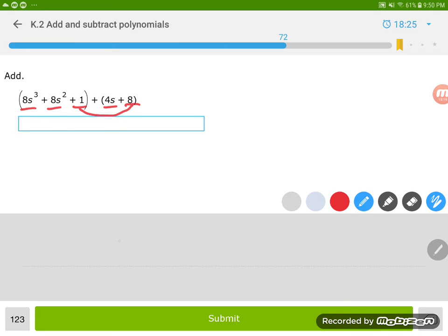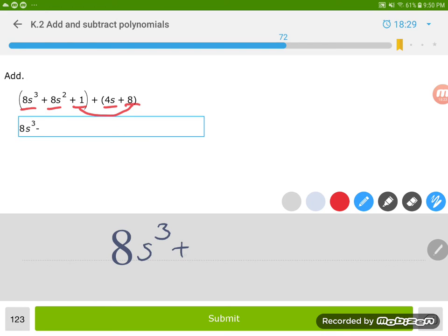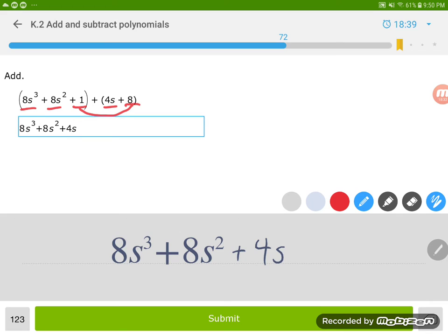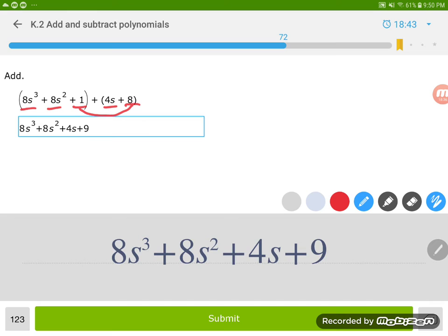So I'm literally going to get, again, 8s cubed plus 8s squared. And now I'll go ahead, I'll put my s term, 4s, and then plus 9. Okay, I just added my 1 and 8, and that's how I got 9.